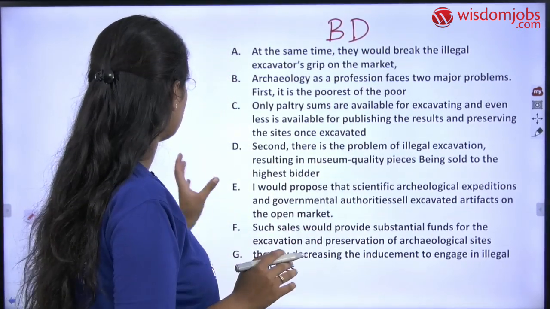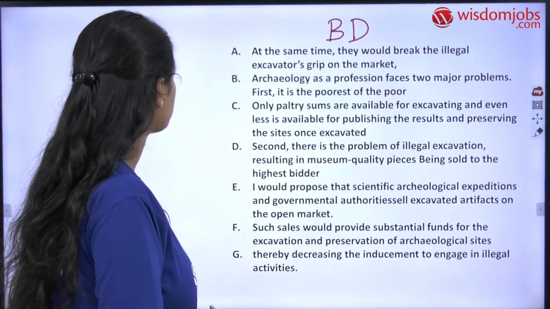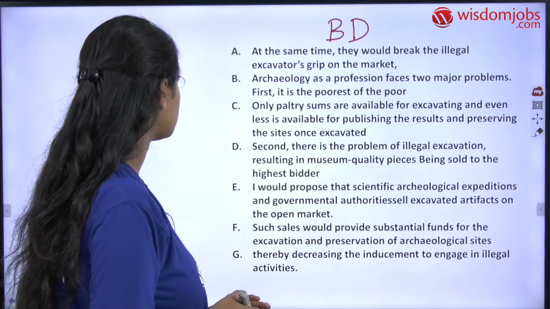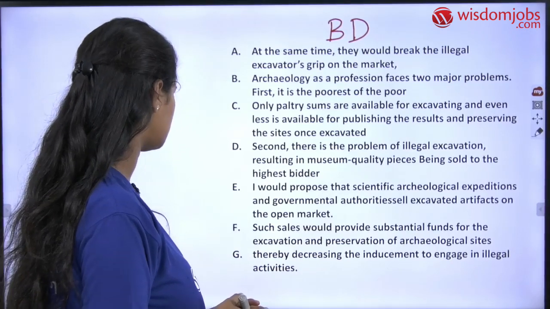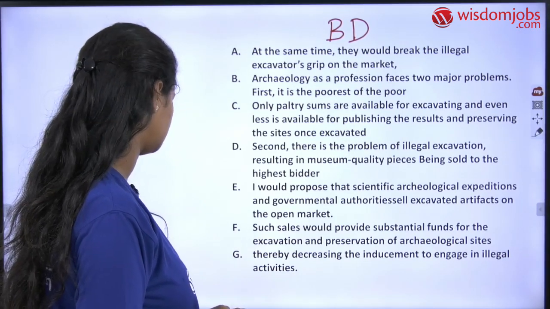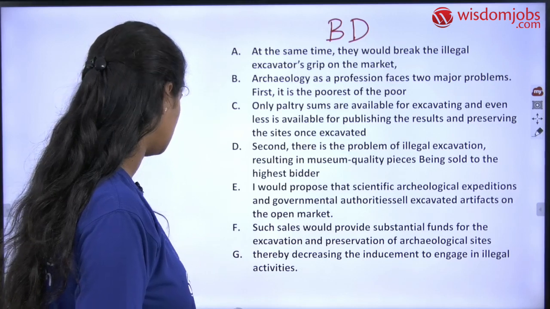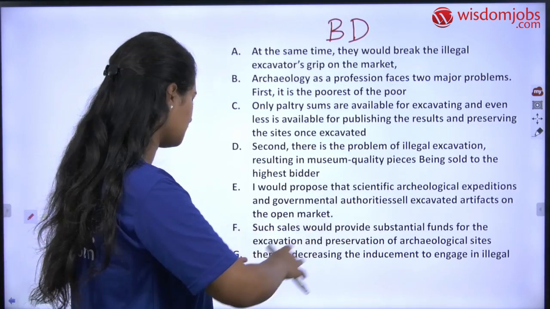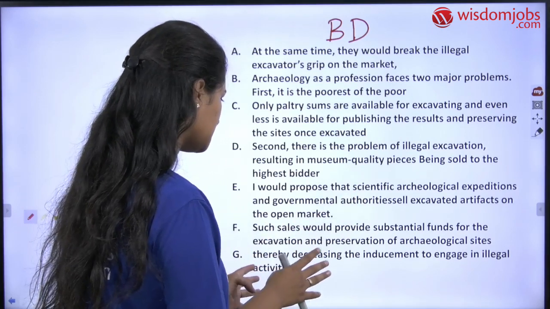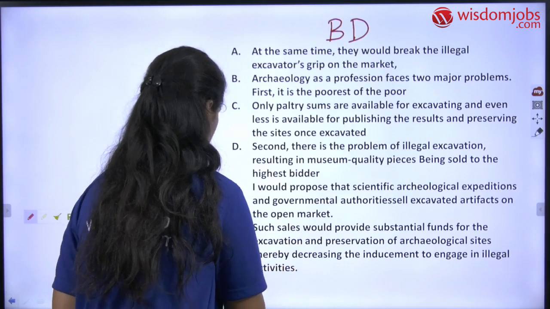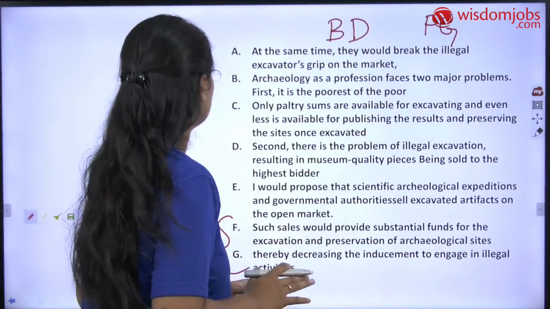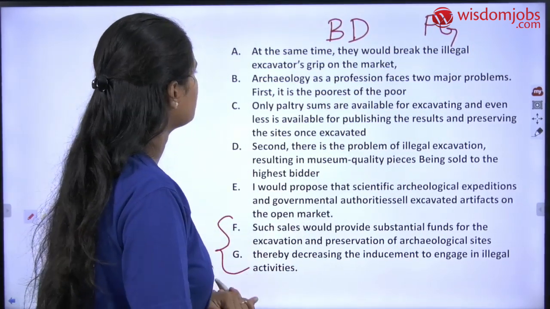Okay, then archaeology as a profession faces 2 major problems. First, it is the poorest of the poor. Second, there is a problem of illegal excavation resulting in museum quality pieces being sold to the highest bidder. Such sales would provide substantial funds for the excavation and preservation of archaeological sites, thereby decreasing the inducement to engage in illegal activities. You can keep F and G both together, but we do not know whether they follow it together. So at the same time, they would break the illegal.